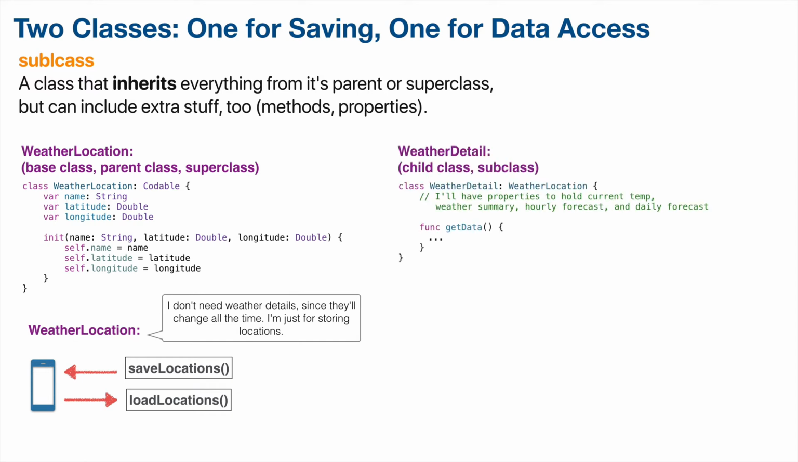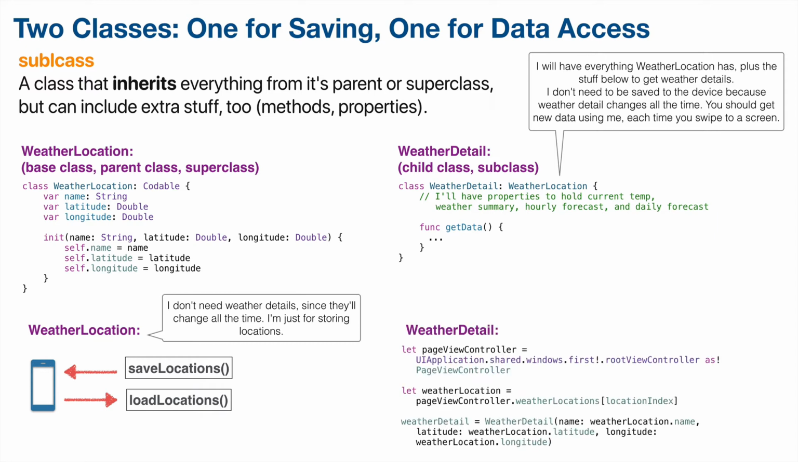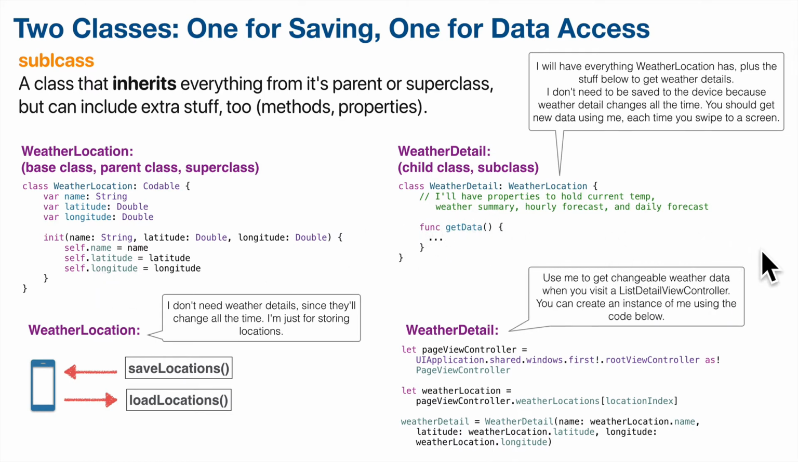Now, a subclass is super easy to create. We just follow the class name with a colon and the superclass name. That's it. Then we can put in all of our subclass stuff below. So we're going to move our getData method that used URLSession to access Dark Sky from our weather location to our new WeatherDetail subclass. And that new subclass is also going to include all of the extra data structures to hold the weather information for us to display in our app, and the code needed to parse out that big wad of JSON that we got back from Dark Sky.